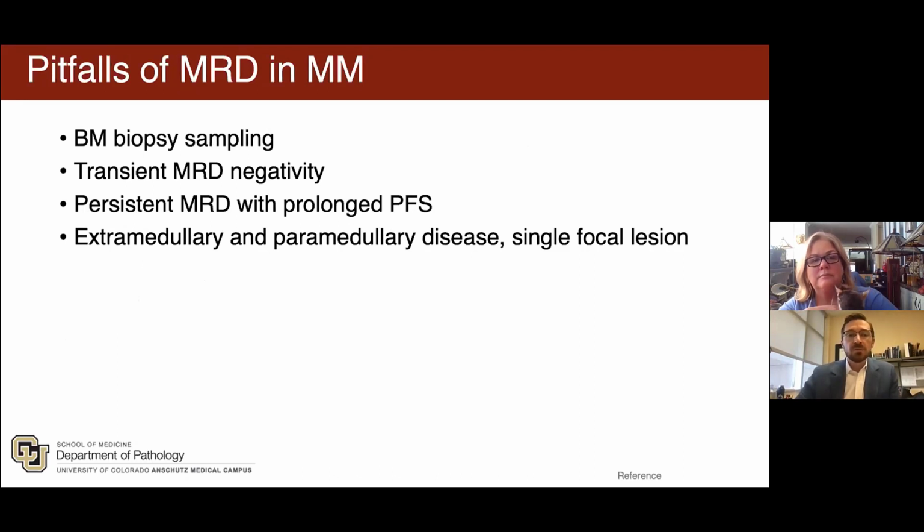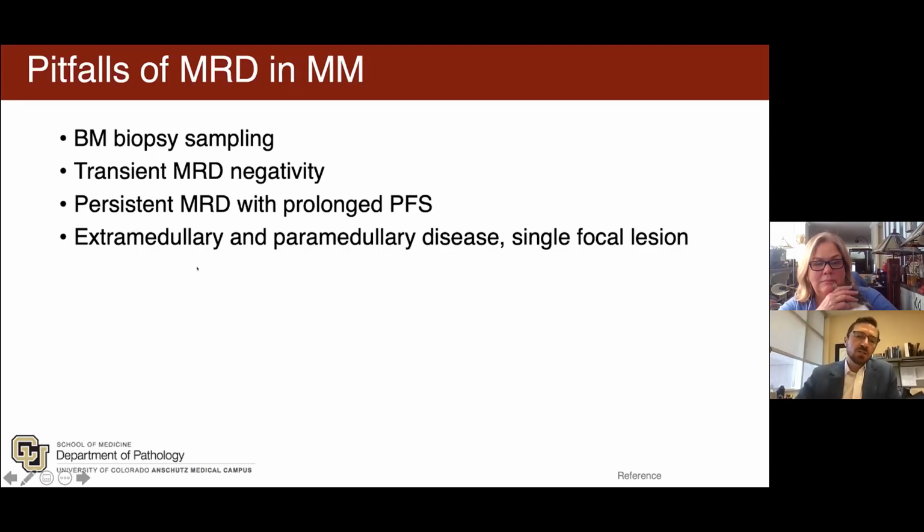We kind of talked about the pitfalls of traditional MRD testing, some of which mass spectrometry is an advancement over. So the bone marrow biopsy sampling is a problem. Mass spectrometry is going to go for peripheral blood, so that's a potential advantage.